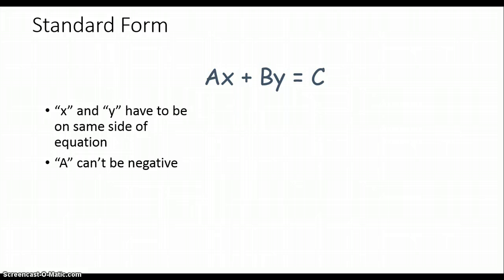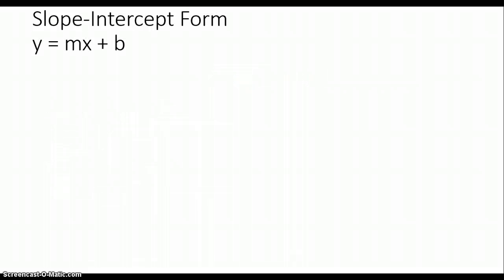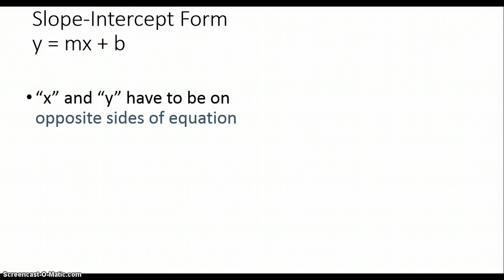A can't be negative. There are a few cases where it will maybe possibly end up being negative, but if we're really working with standard form in its truest format, A will not be negative. And there can't be any fractions. So A, B, and C are all going to represent whole numbers or integers, with the exception of A being a positive number. So let's go back to slope-intercept form, y equals mx plus b. If x and y have to be on opposite sides of the equation, this means we're going to have to solve for y. So let's talk about the steps we will use in order to solve for y.